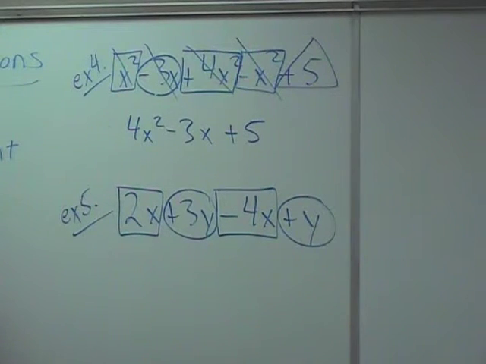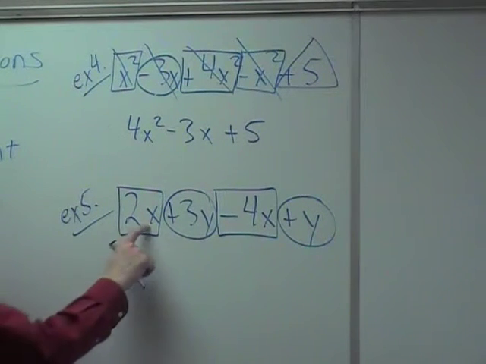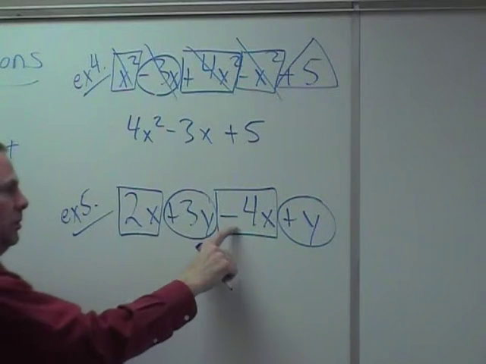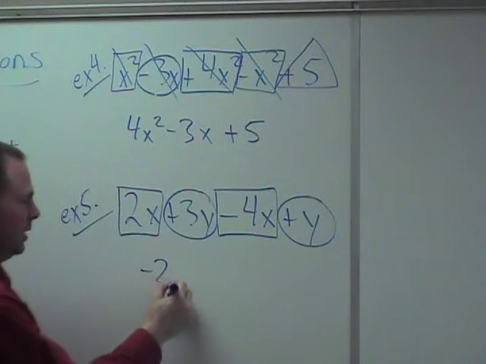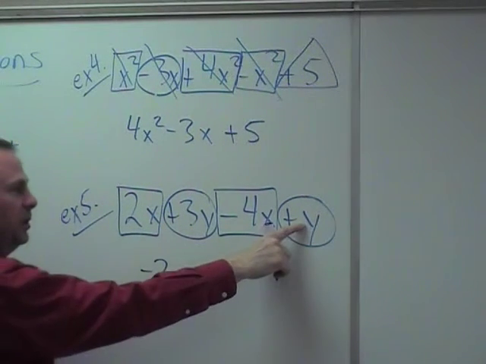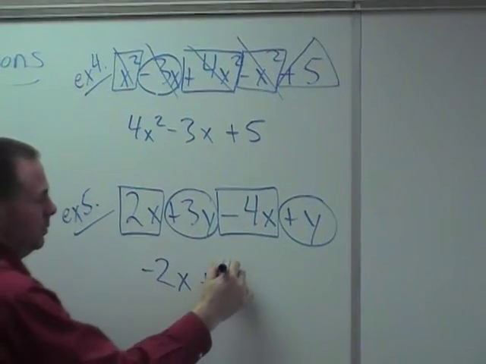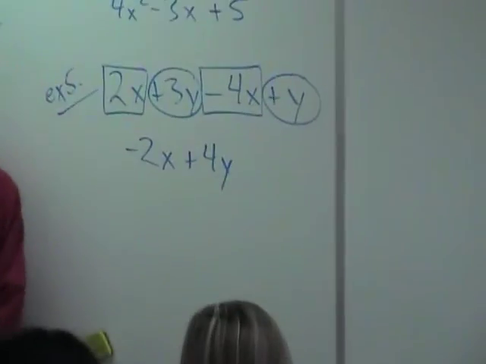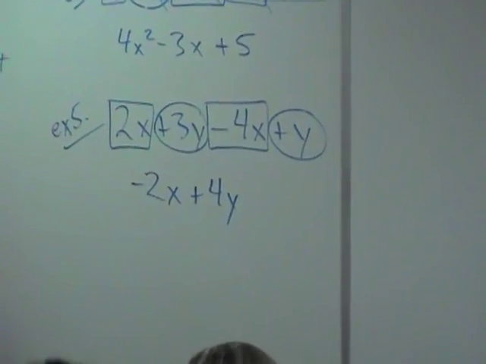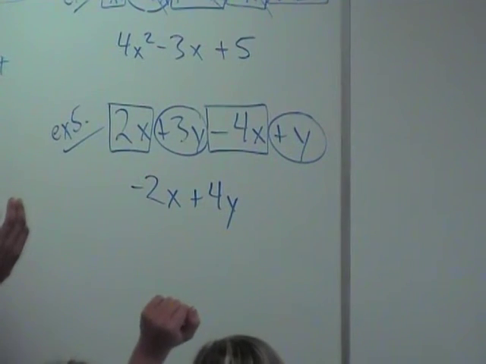Hopefully you visualize it like that. You don't have to do what I do up here, but this is to help you see what's alike. It's negative 2x plus 4y. We have these two that are alike, so 2 plus a negative 4 is negative 2x. And a plus 3 and a plus 1 is plus 4y. Don't change your exponents. Who got it right? Oh my gosh, you guys are brilliant.